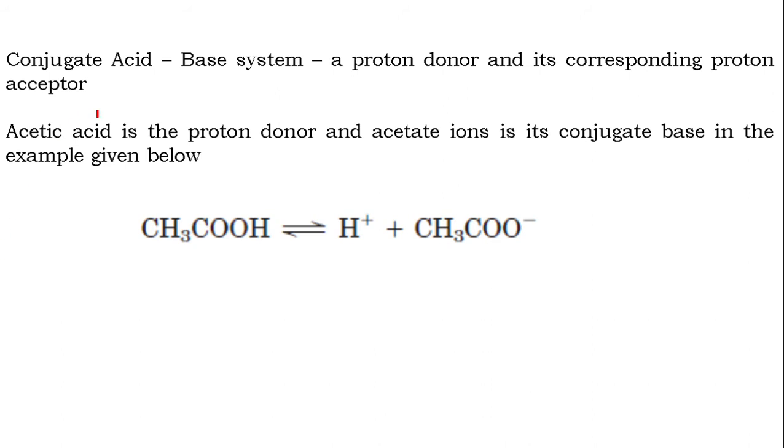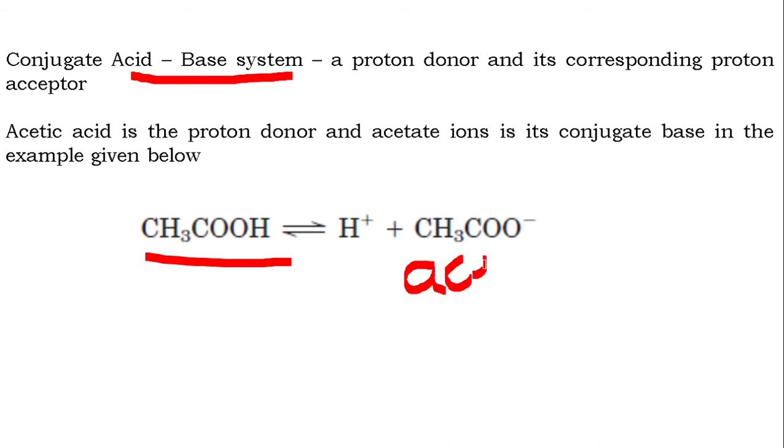There is something called a conjugate acid base system. This is acetic acid. Acetic acid in water ionizes to produce protons and acetate ions. This ion is called acetate, A-C-E-T-A-T-E. Acetate ions. You see here there is a negative charge. That means this is an anion. Okay. This acetate is the conjugate base of acetic acid.